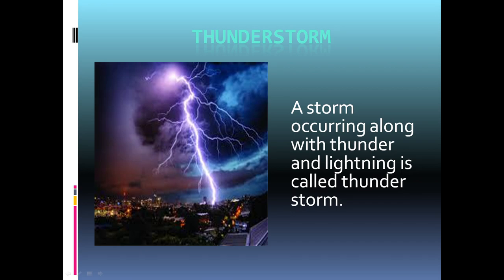Thunderstorm, as the name suggests, a storm occurring along with thunder and lightning is called thunderstorm. It is a violent weather disturbance associated with lightning, thunder, dense clouds, heavy rain or hail, and strong gusty winds. Since it is accompanied by lightning, it is also known as an electrical storm or a lightning storm.